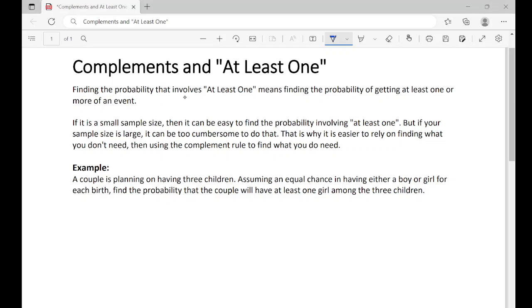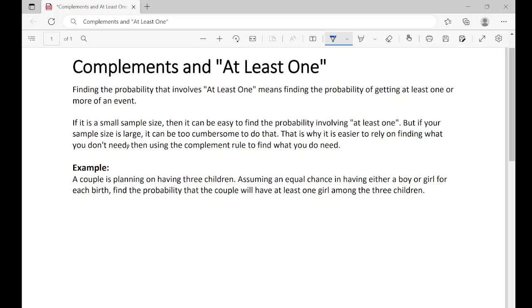Finding the probability that involves at least one means finding the probability of getting at least one or more of an event. So when they say at least one, we just mean one or more. Now, if it's a small sample size, then it could be easy to find the probability involving at least one, because we can just count them up and be done.